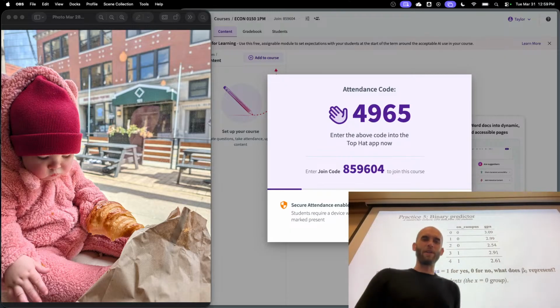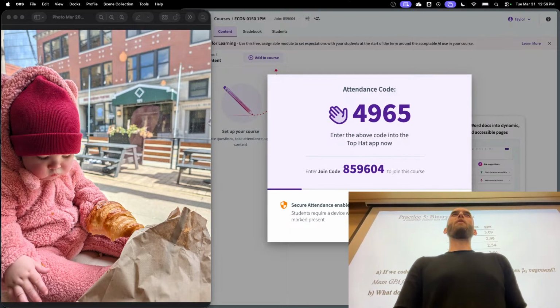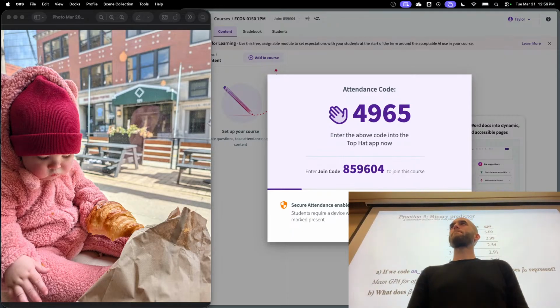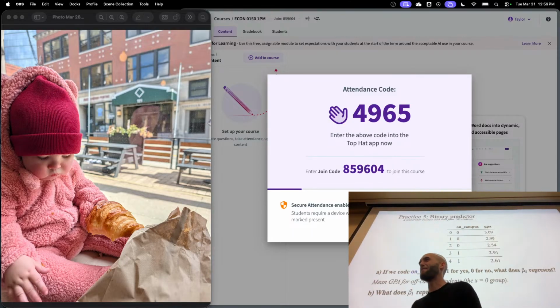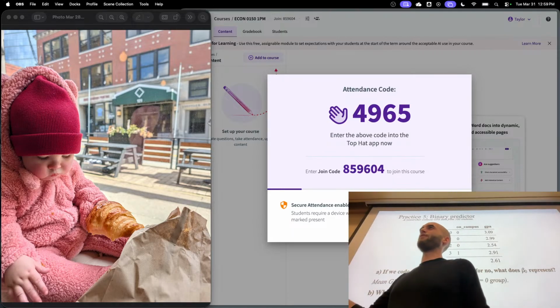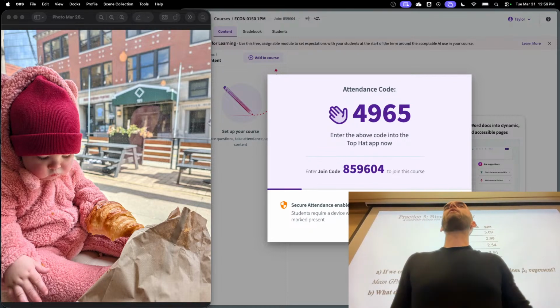All right, someone want to tell me what beta 1 represents? Yeah, Matt. The increase in GPA for on-campus students. So yeah, the difference in GPA between on-campus and off-campus. I can't write down 0.5, 0.75, and I also tossed my marker apparently. So yeah, that would be the difference.